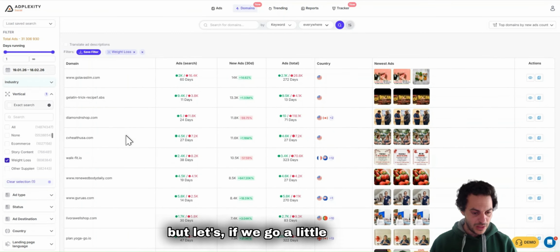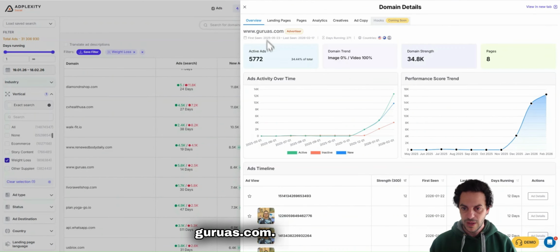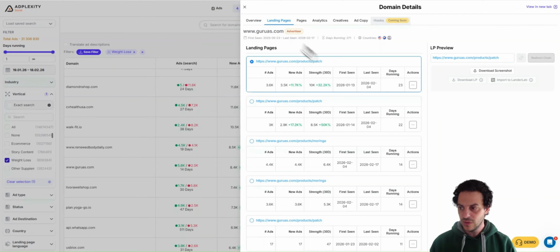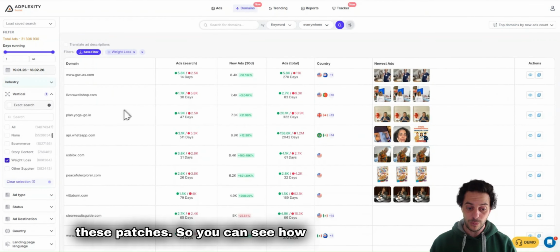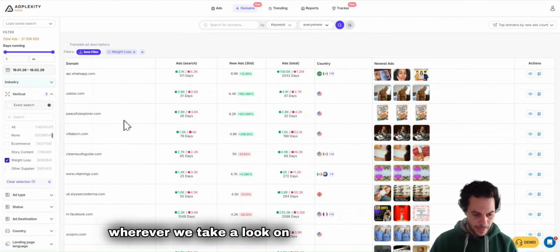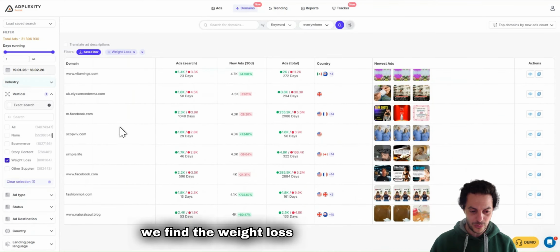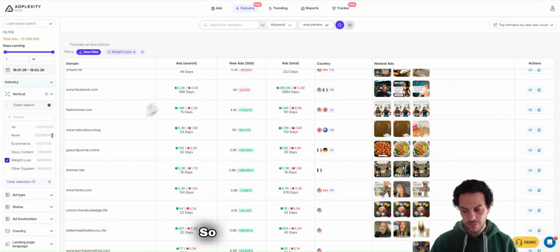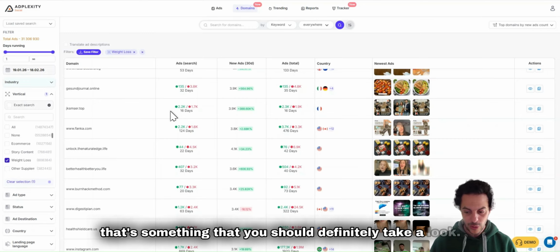but if we go a little bit lower, let's see what this is, guruas.com. Almost 6,000 ads are live. In terms of landing pages, I think again, we get to see these patches. So you can see how popular these patches are. Wherever we take a look on the weight loss vertical, we find the weight loss patches right now. So if you're in the space, that's something that you should definitely take a look at.